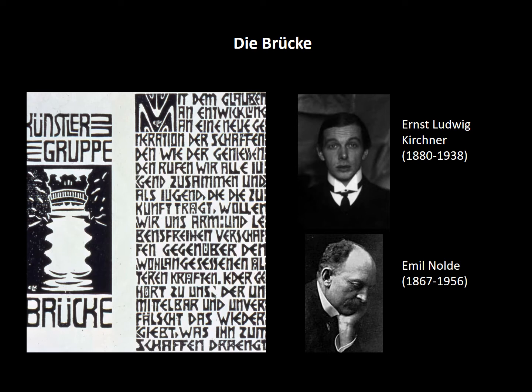So we're going to spend a lot of time looking at Kirchner, and then we'll look at Nolde. It was a short-lived movement. They started off in Dresden. They eventually moved to the more industrial metropolis of Berlin in 1911, but there was a lot of infighting and the group split for good in 1913.